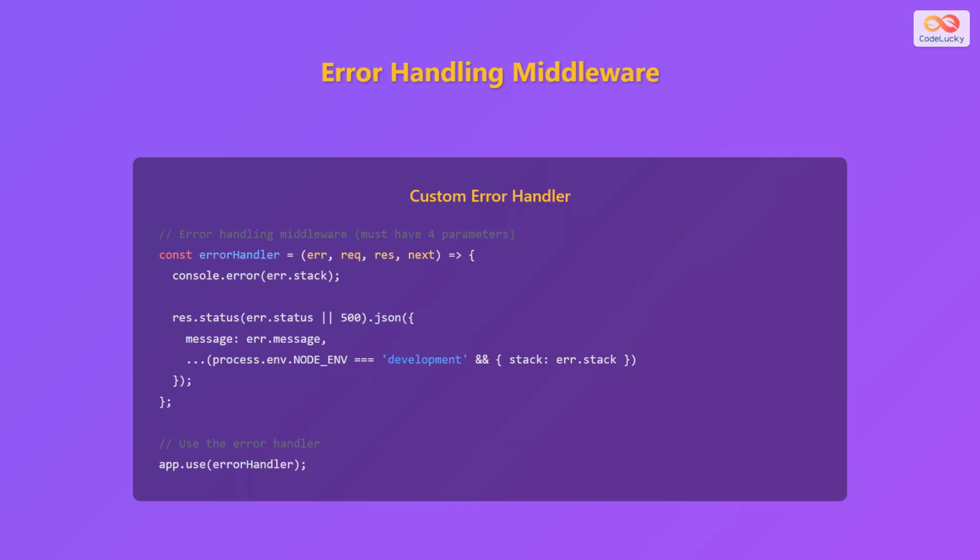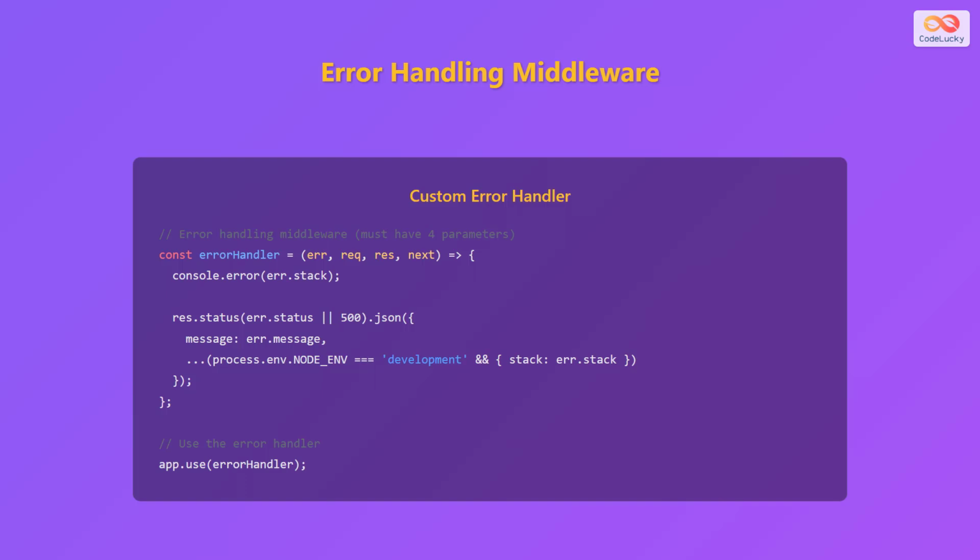Let's discuss error handling middleware. Error handling middleware is a special type of middleware function that is designed to handle errors that occur during the processing of a request. The key characteristic of error handling middleware is that it takes 4 arguments: error, request, response, and next. Here's how to define and use a custom error handler.